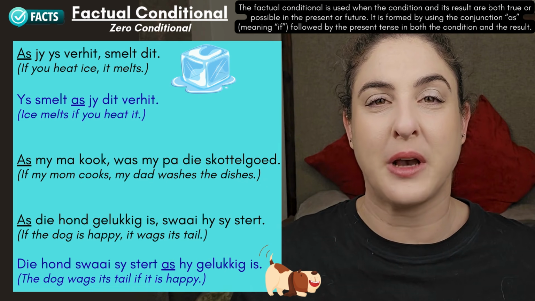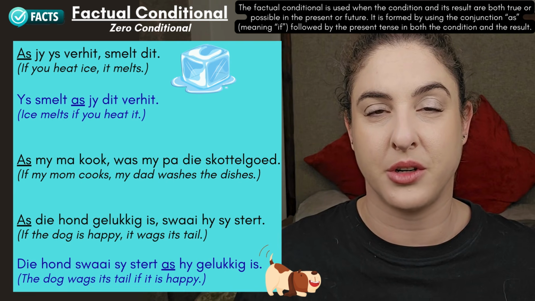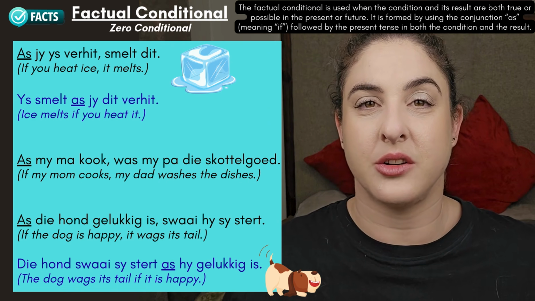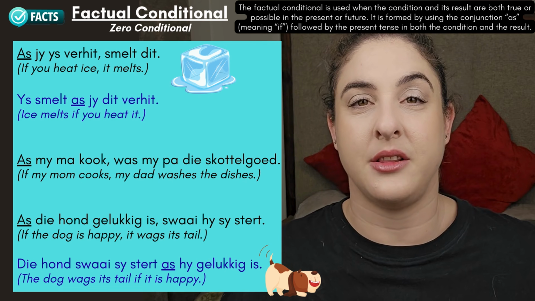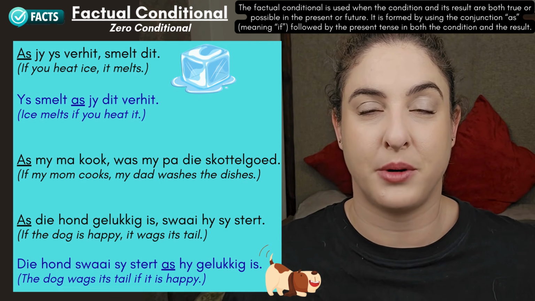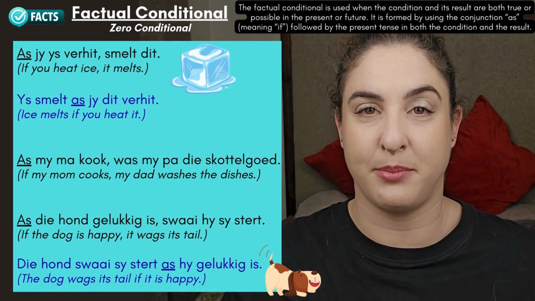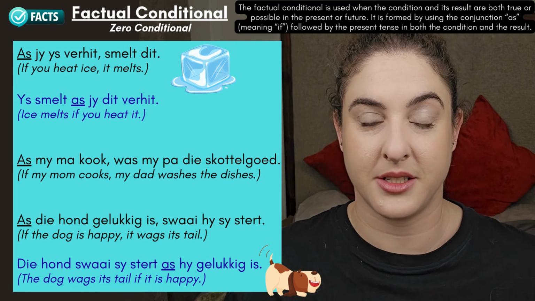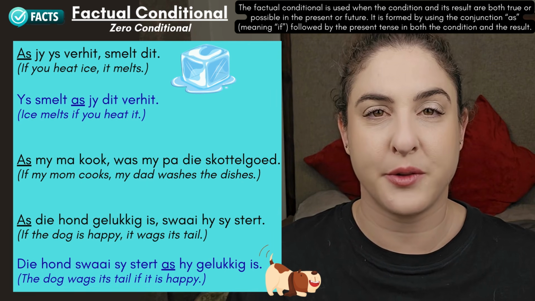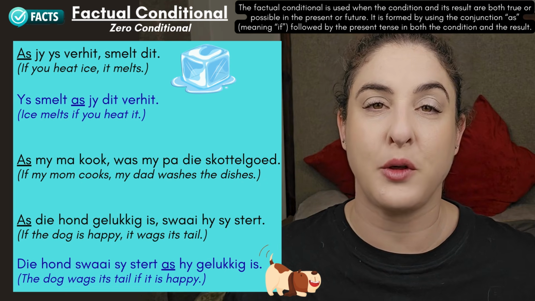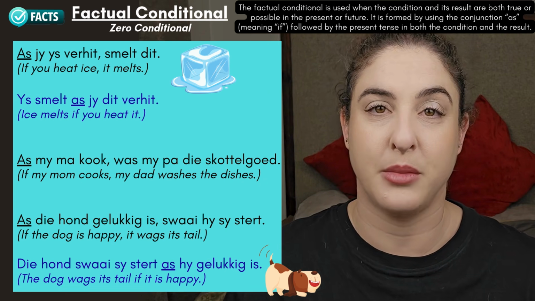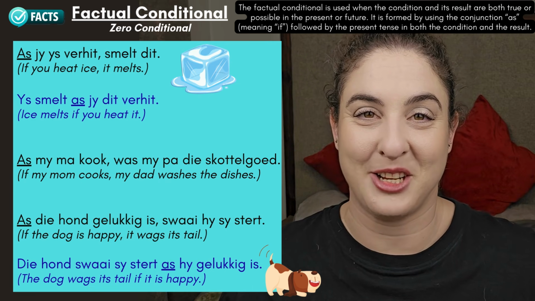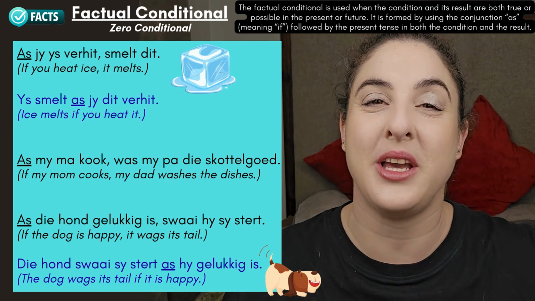We start off with factual conditionals, otherwise known as zero conditionals. Now there is a longish definition top right, but in short, these conditionals are based on facts. And both the condition and the result will be in present tense. So it'll be, if this happens, then that happens. Both present tense and present tense. Pretty straightforward. "As jy ys verhit, smelt dit." If you heat ice, it melts. Both present tense. And then the other way around, "ys smelt as jy dit verhit." Ice melts if you heat it.